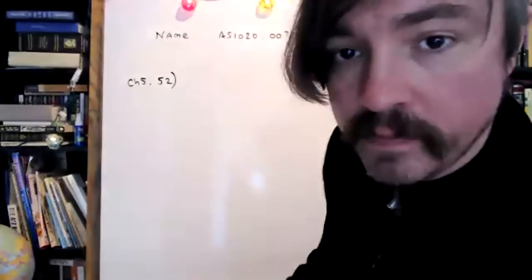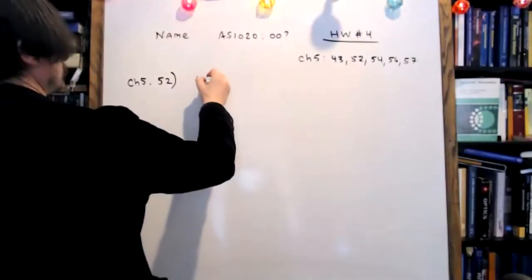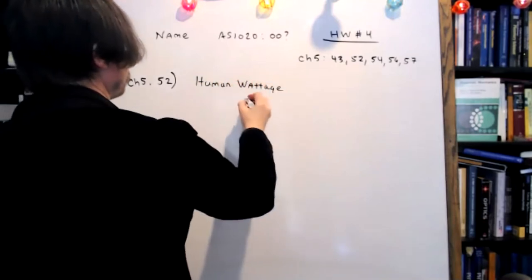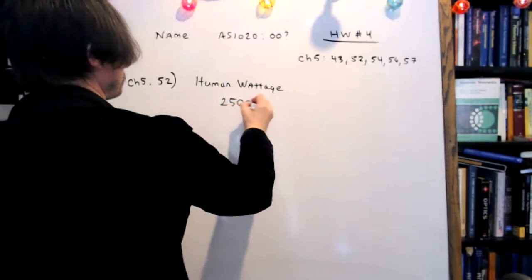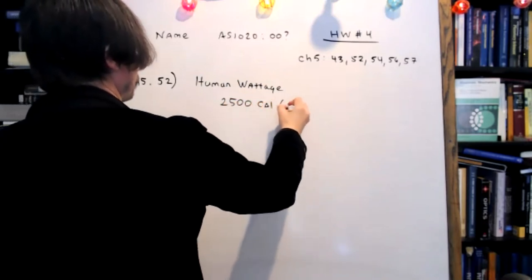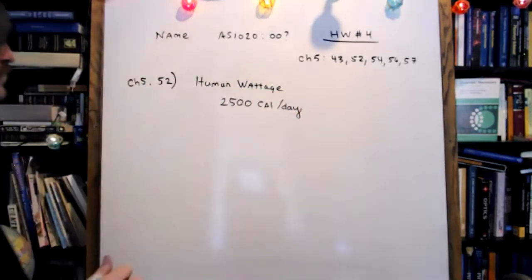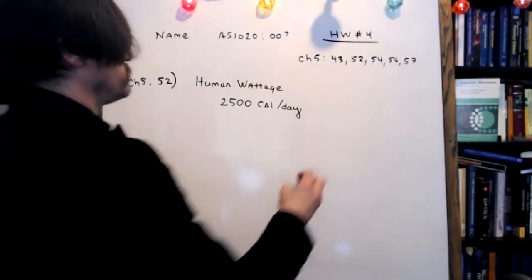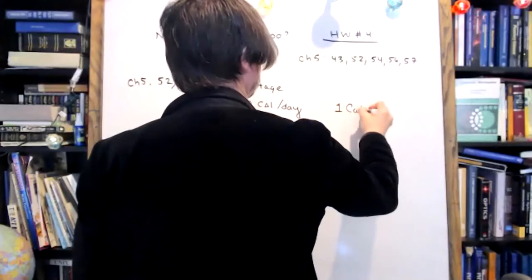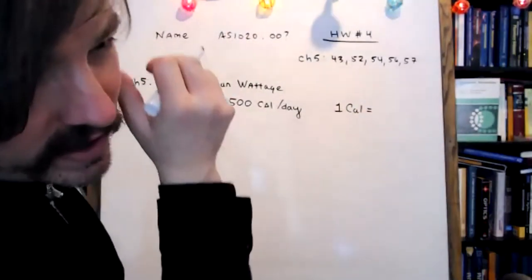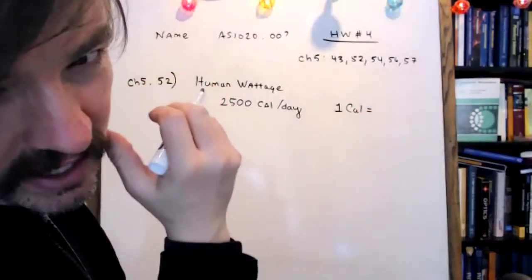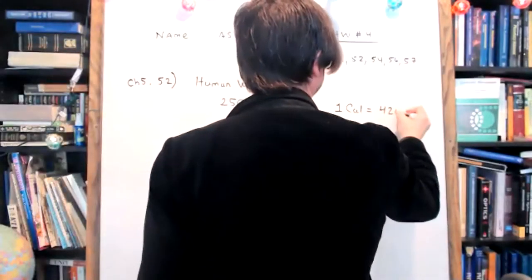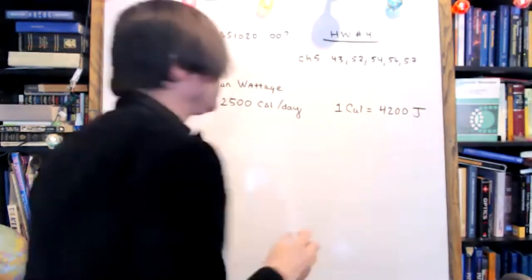Problem 52 is human wattage. A typical adult uses about 2,500 calories of energy each day. Use this fact to calculate the typical adult's average power requirement in watts. Hint, one calorie equals 4,184 joules. I know they give us four sig figs, but let's just use the number that I gave you in today's lecture. I rounded that to 4,200 joules. That's a kilocalorie.